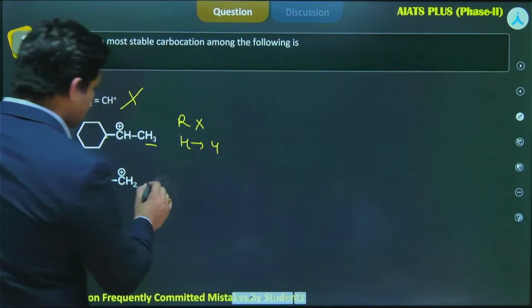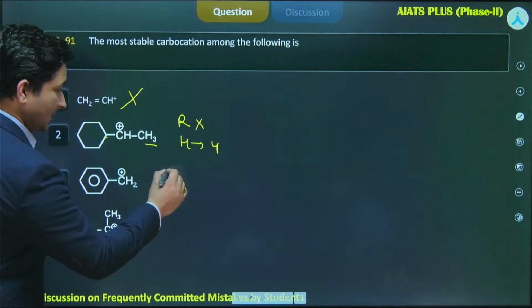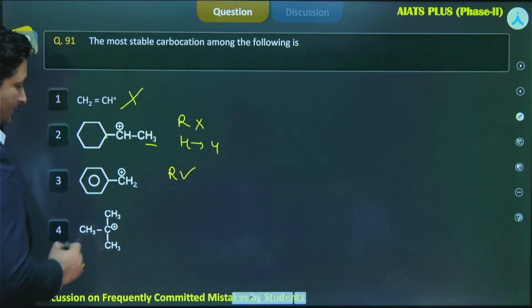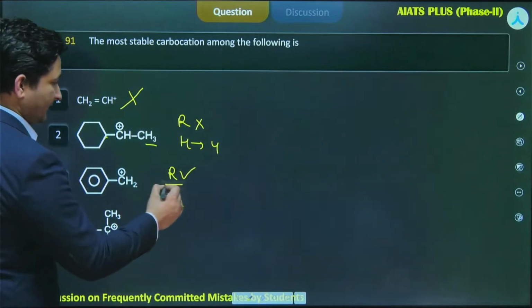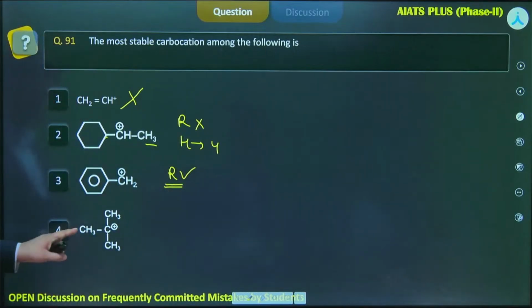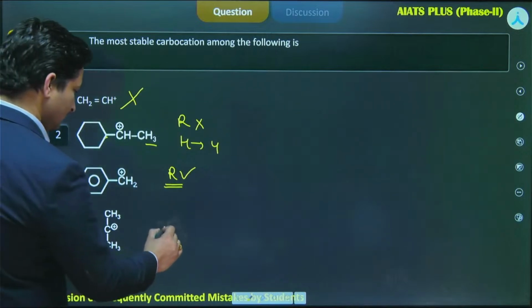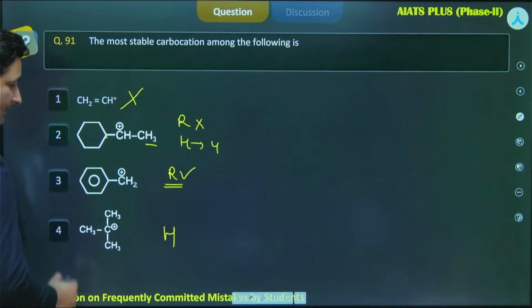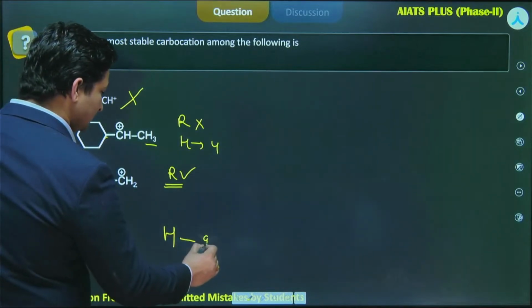If we talk about this 3rd one, it has resonance. So the resonance effect is very much here. And if we talk about this 4th one, resonance is not there, but 3 plus 3 plus 3, 9 hyperconjugations are there.